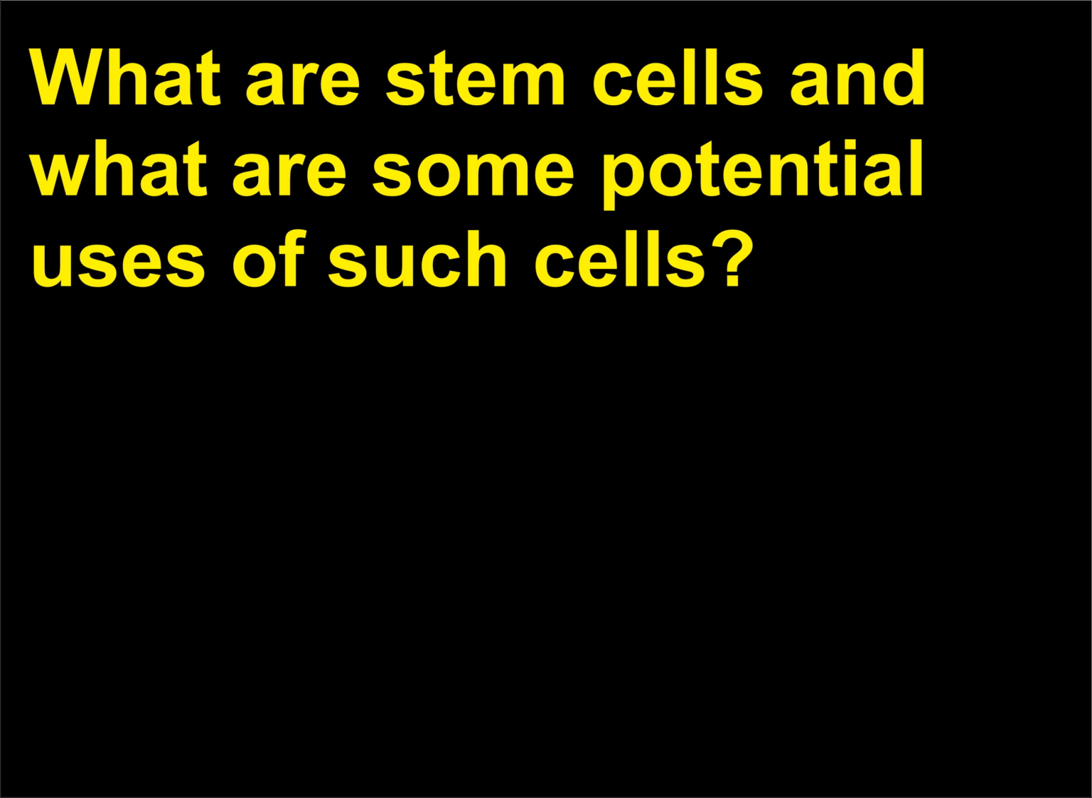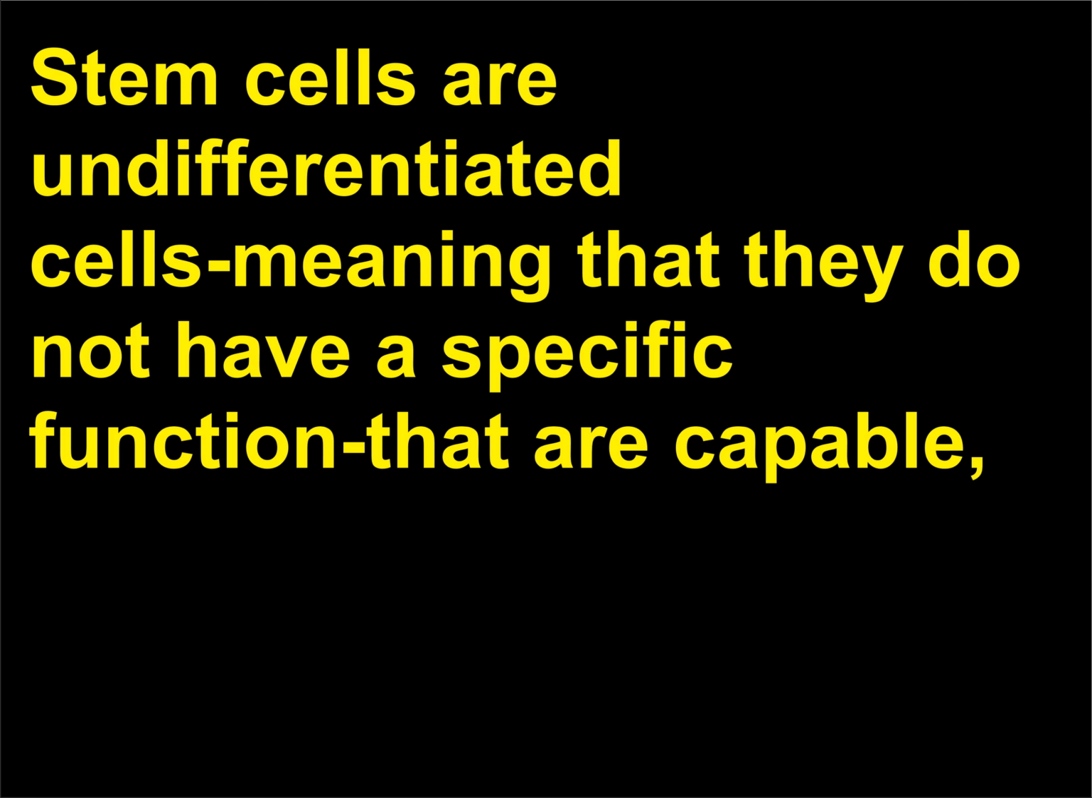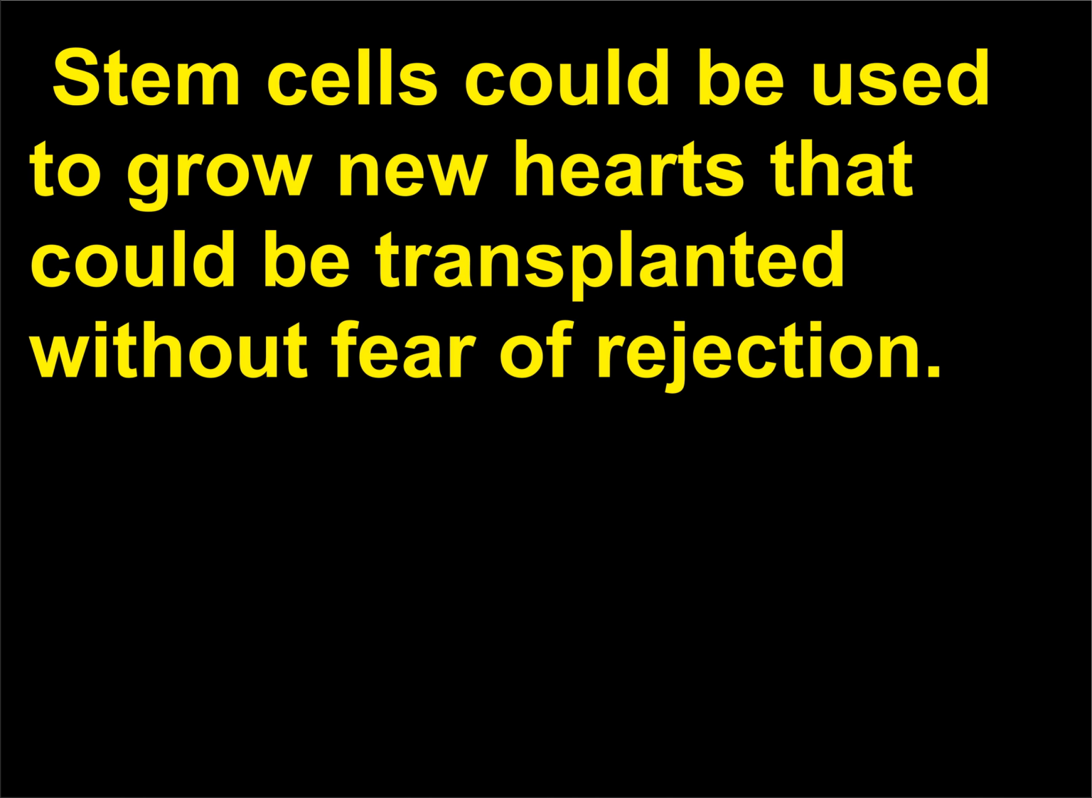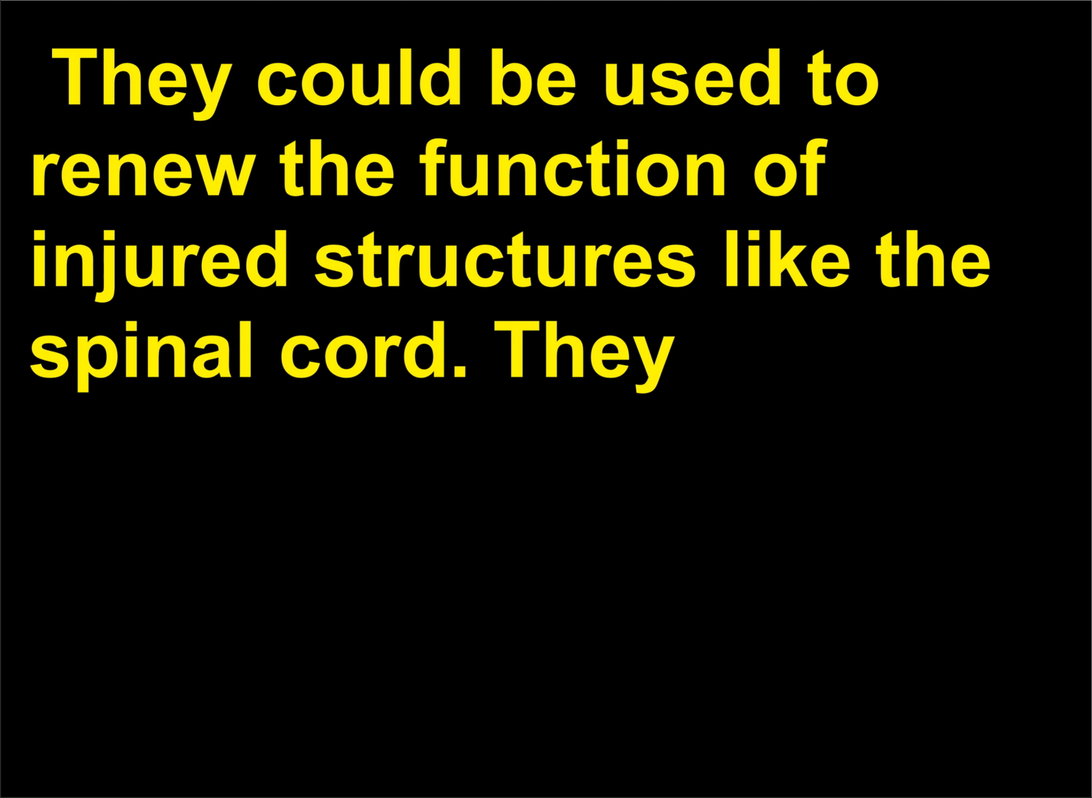What are stem cells and what are some potential uses of such cells? Stem cells are undifferentiated cells, meaning that they do not have a specific function, that are capable, under certain conditions, of producing cells that can become a specific type of tissue. Stem cells could be used to grow new hearts that could be transplanted without fear of rejection. They could be used to renew the function of injured structures like the spinal cord.